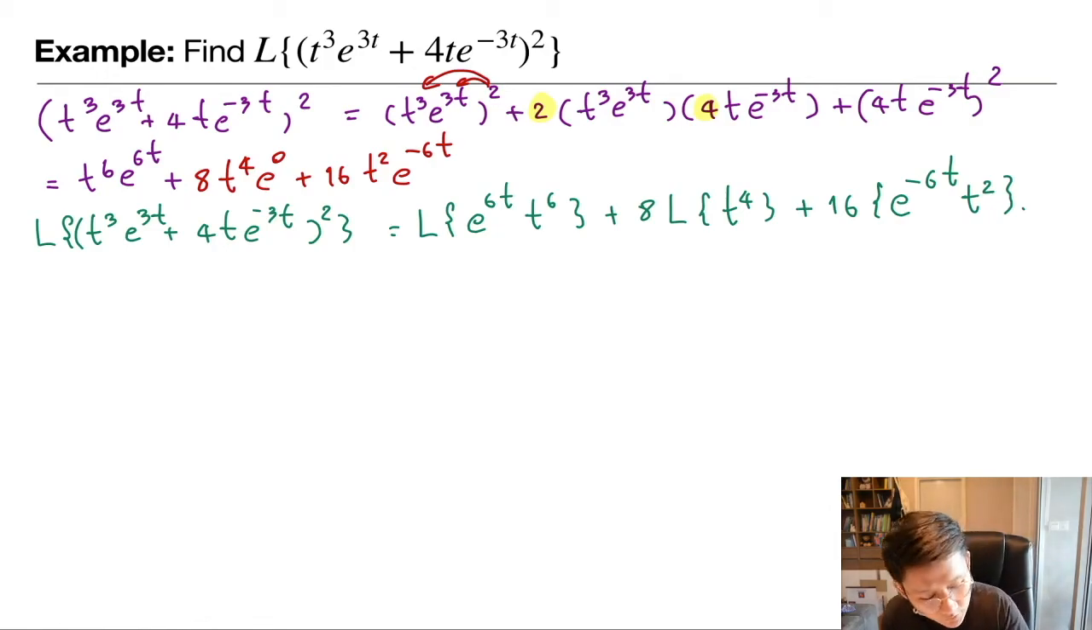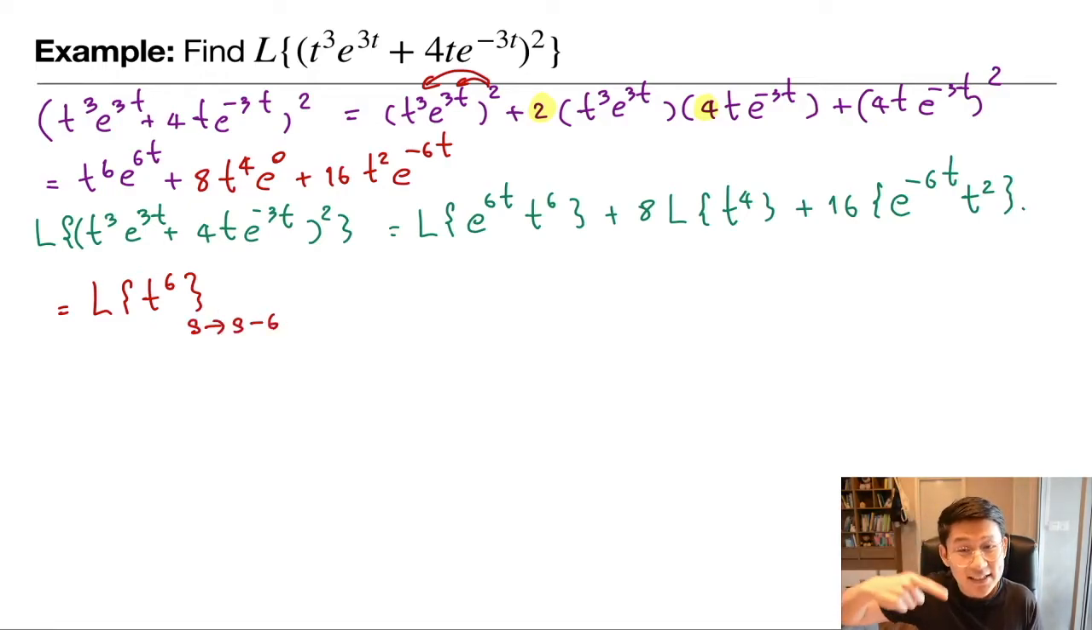Okay, and guys, the Laplace transform of the first one is actually the Laplace transform of t to the 6, and then you change s to s minus 6, right? It's e to the 6t t to the 6, so you look at that t to the 6 as an f(t), right? So you need to find the Laplace transform of f(t), and then you change s to s minus a, which is s minus 6 in this case.